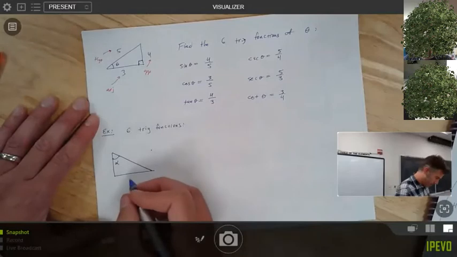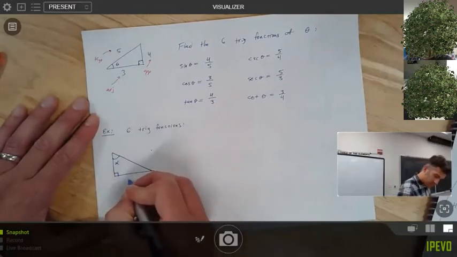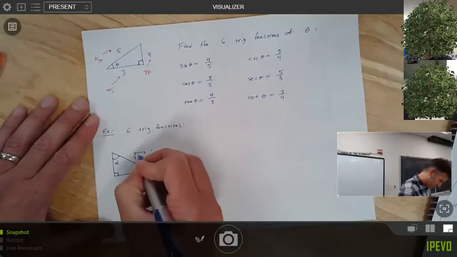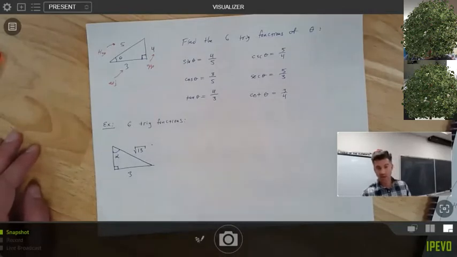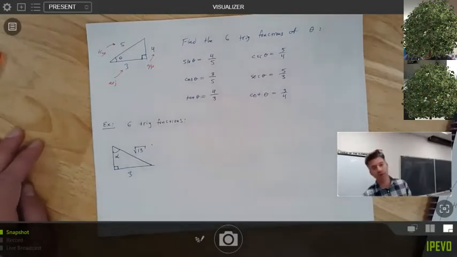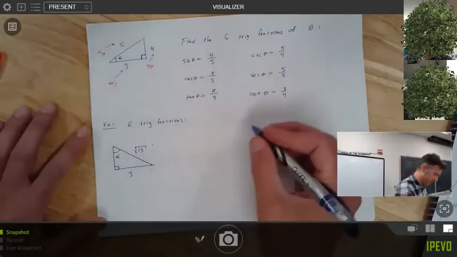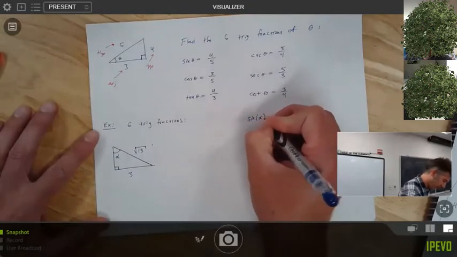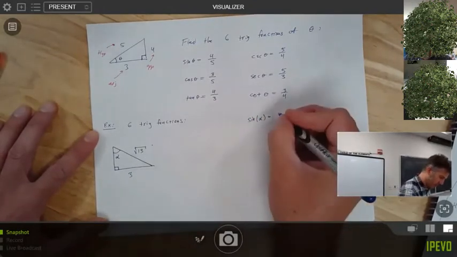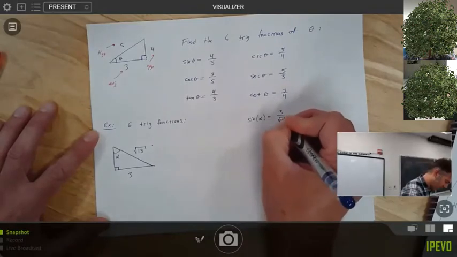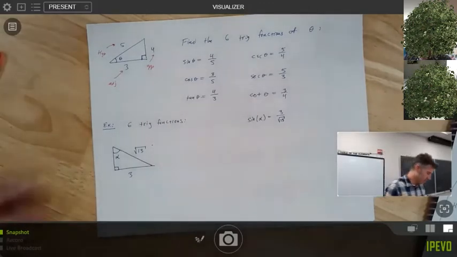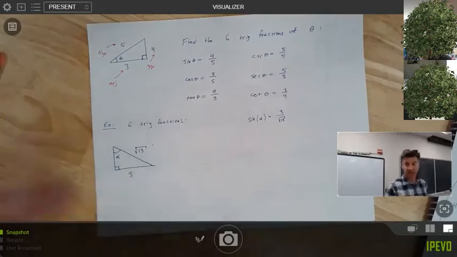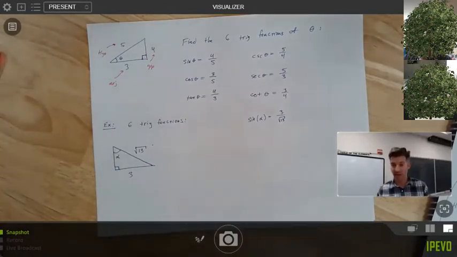So we're going to call this one alpha. We want to find the 6 trig functions of alpha. And notice we're missing a side. So before we can start finding the 6 trig, we could find sine, right? We could totally find sine. Sine of alpha is the opposite over the hypotenuse, which is 3 over the square root of 13. But cosine, we need the adjacent side. So to find the adjacent side, we're going to have to use the Pythagorean theorem.